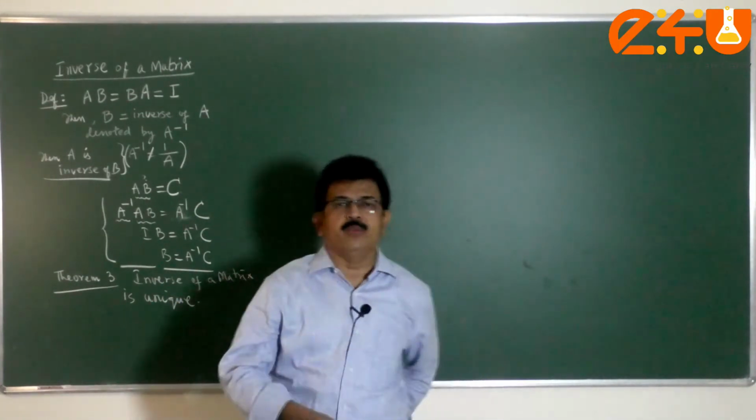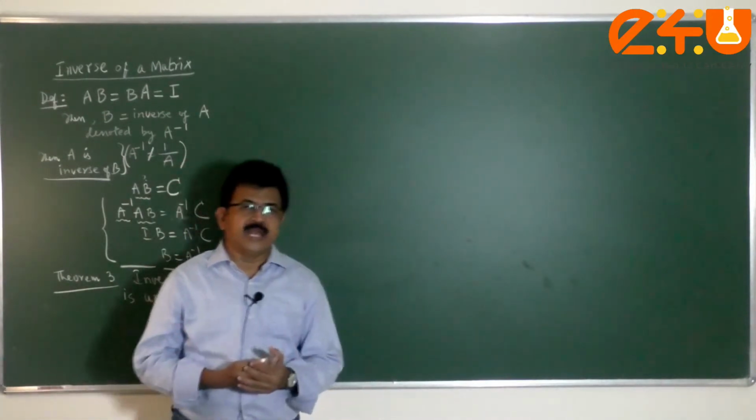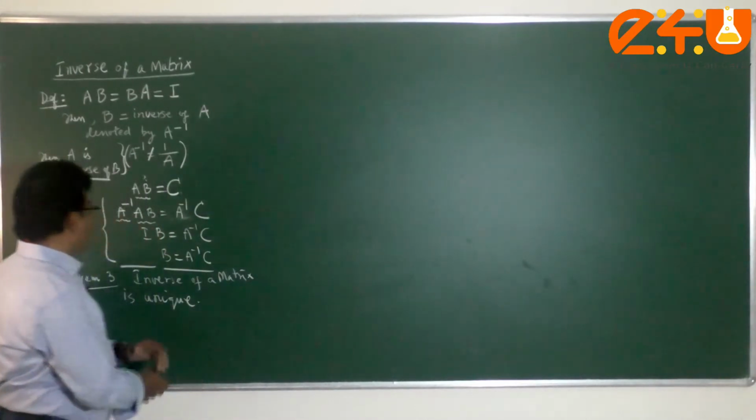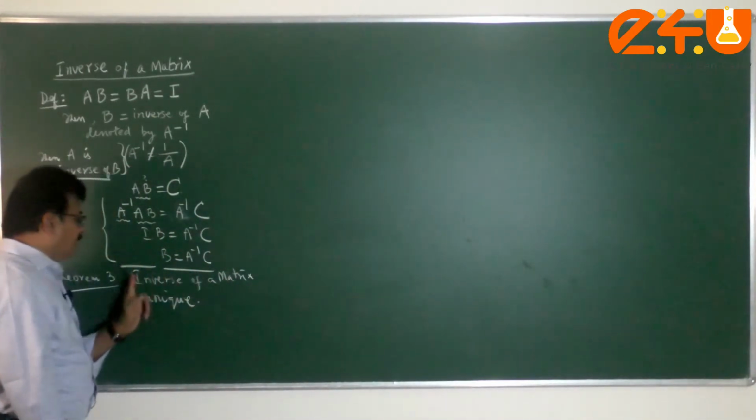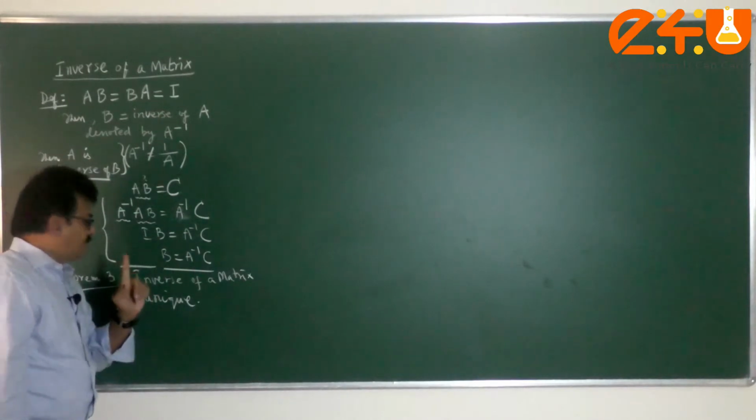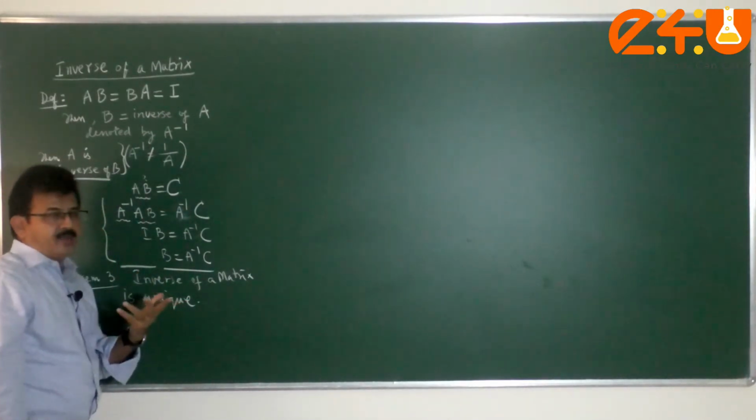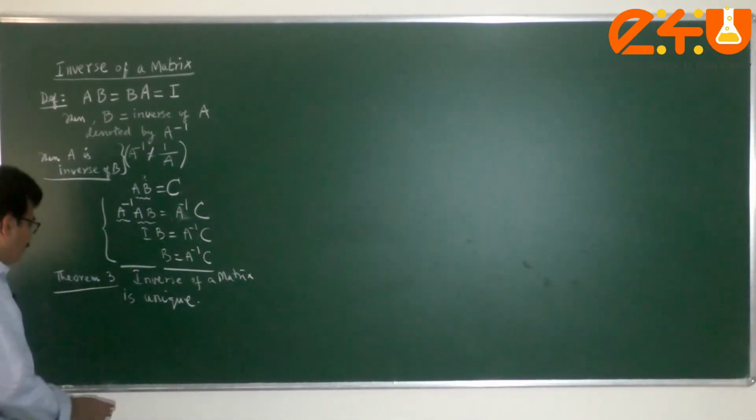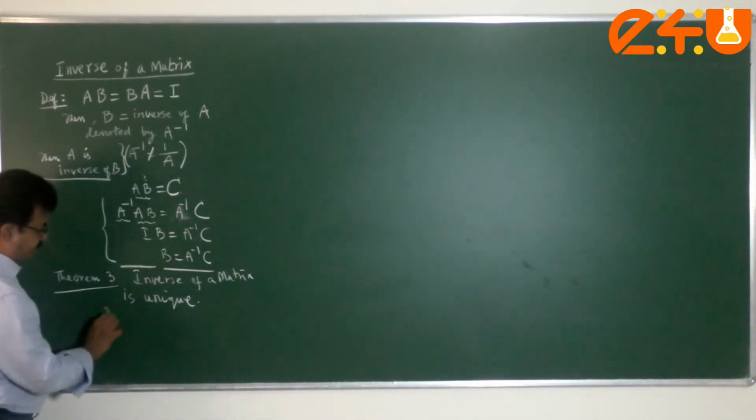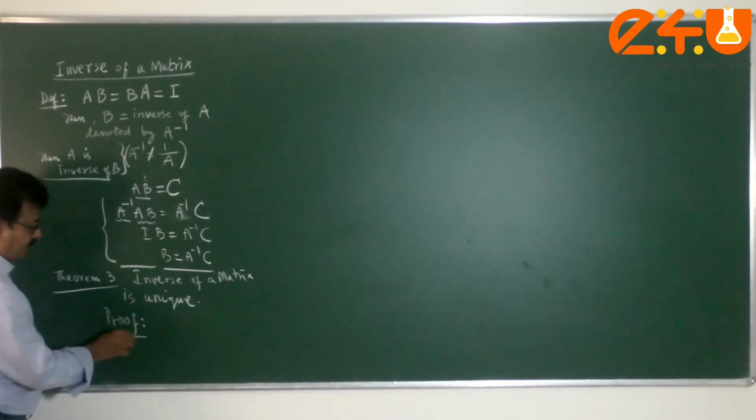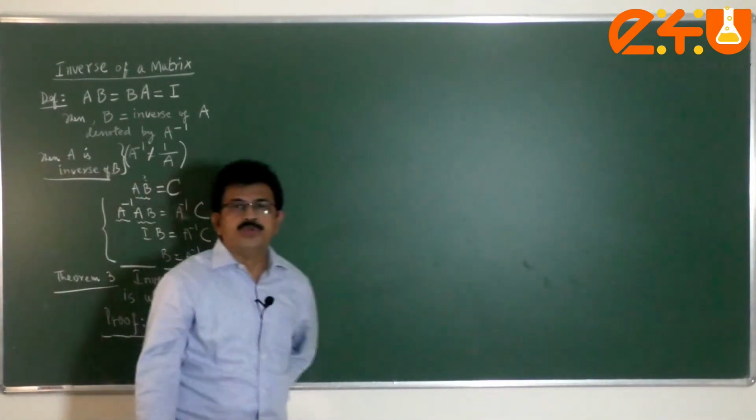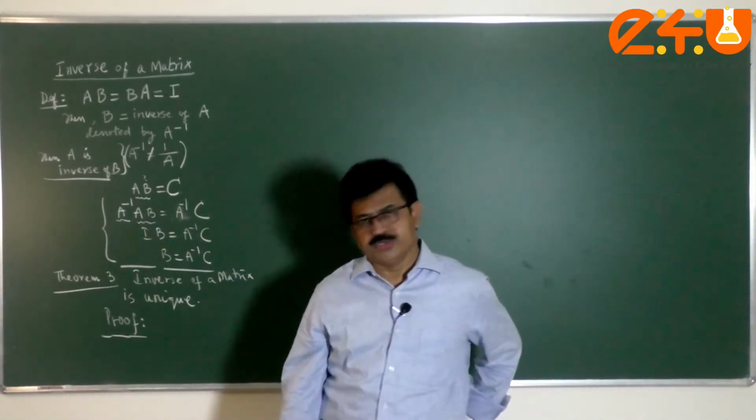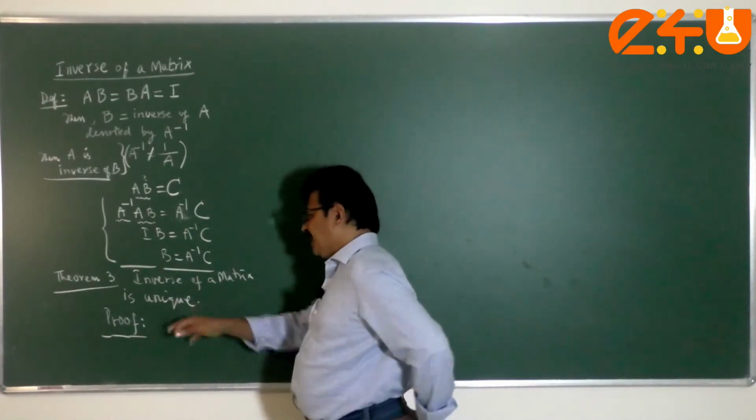When I say unique, what do the students understand? It is just one only. There is a given matrix, its inverse is just always one only. There cannot be two inverses for the same given matrix. That is the idea. But we want to prove it. How will you prove? In boards, probably you can get it as a very short answer question: just prove the inverse of a matrix is unique.